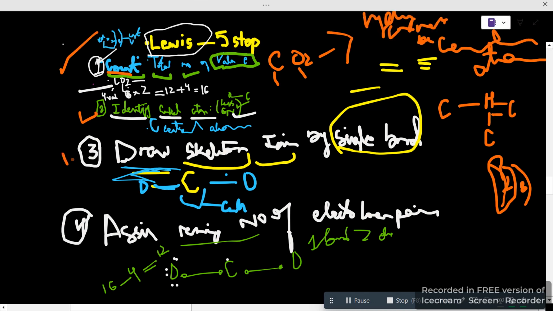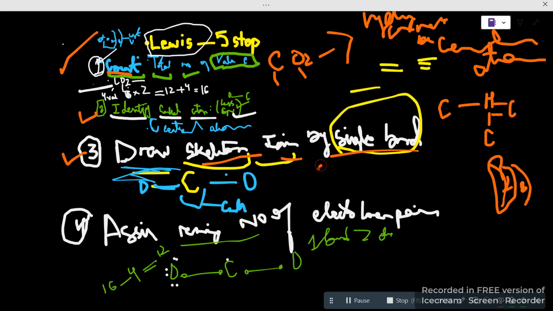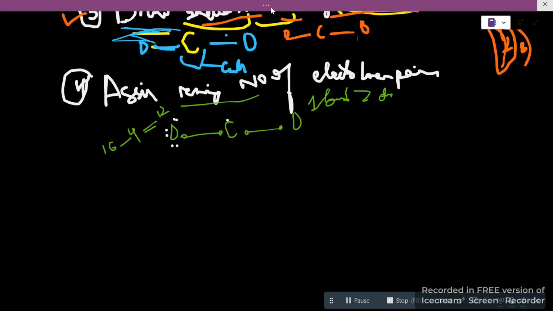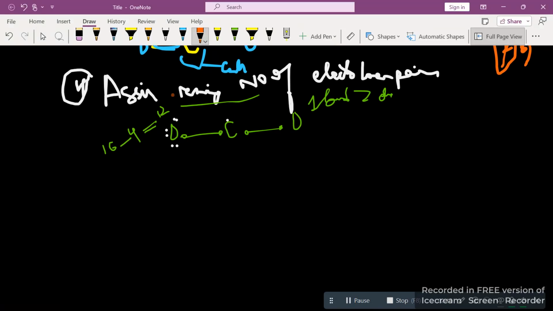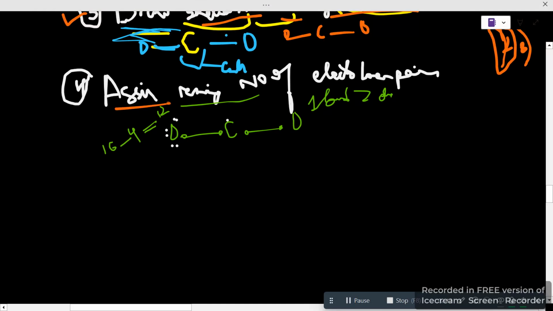The third step is to draw a skeleton joined by single bonds. A skeleton simply means if I make a carbon, I will attach it with the oxygen, and the other oxygen on the other side. Like I've given a structure, simple. Then the fourth step was assigning the remaining electrons as lone pairs.